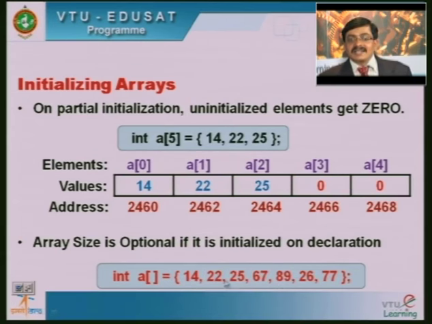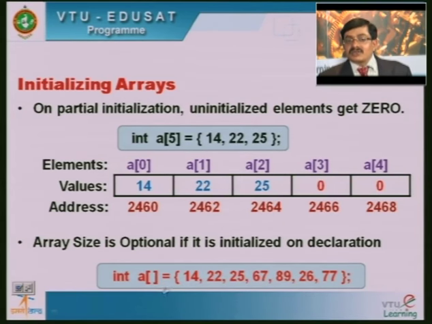Since we have 7 different elements here, the size of the array will be automatically computed as 7. So in this case 7 is the size of the array, and here we cannot think that this is a partially initialized array. This one is a partially initialized array, because I am mentioning the size as 5 and mentioning values for only 3. So the remaining 2 elements by default will take the value 0.